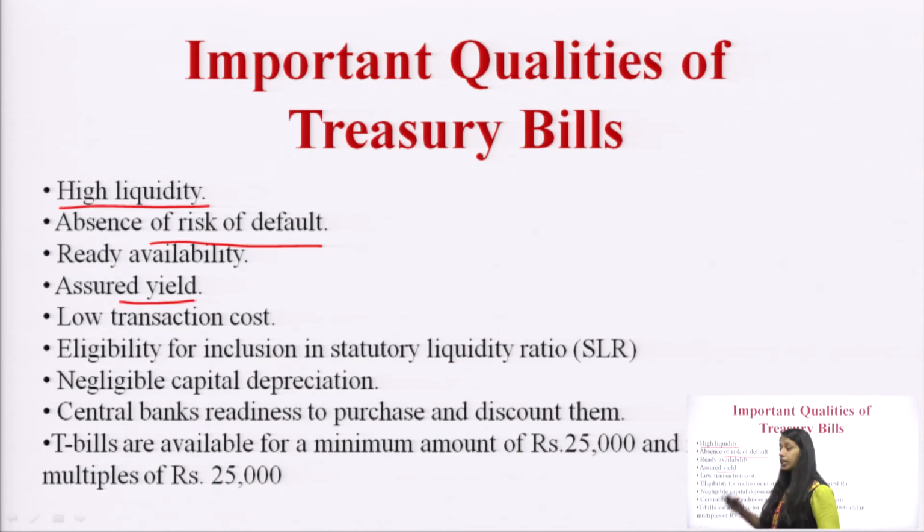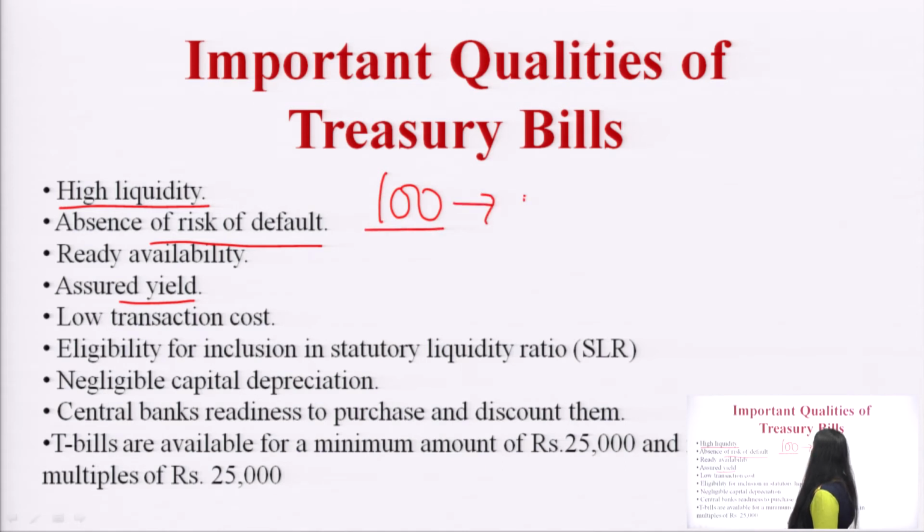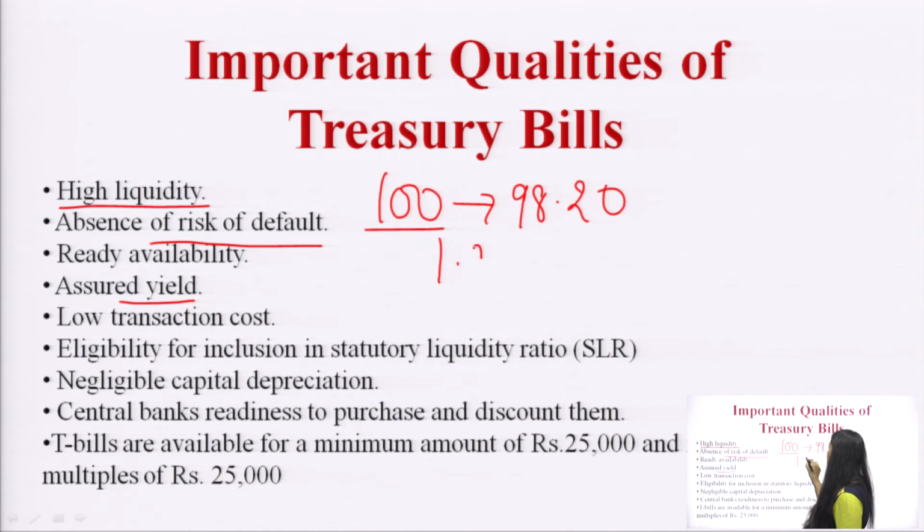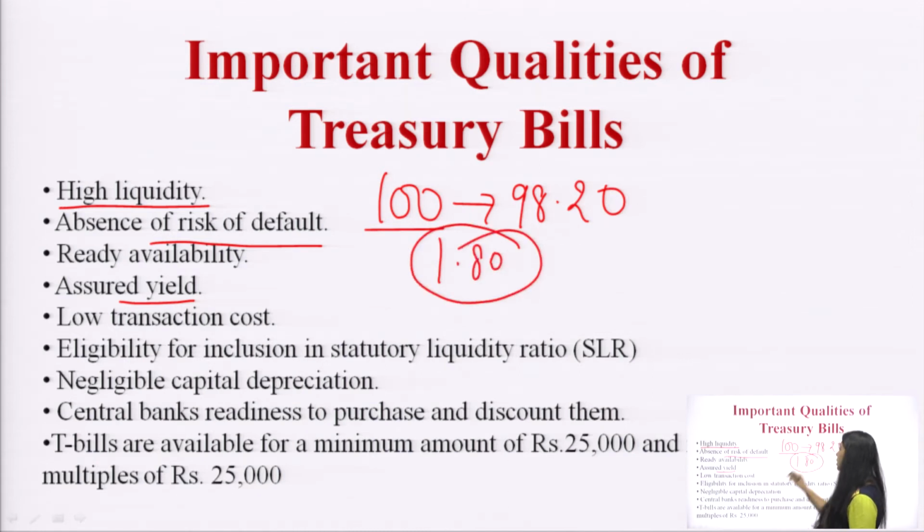Next is assured yield. Since it's a government security, it has an assured rate of return. And what is that assured rate of return? So I told you a 100 rupees bill has been issued at 98.20. So what is the return that you are getting? It is 1.80. So this is assured. It won't be 1.90 or 1.70, neither can it be 1.81.